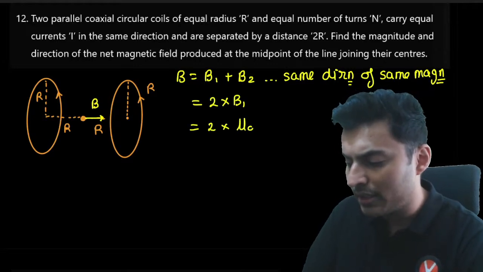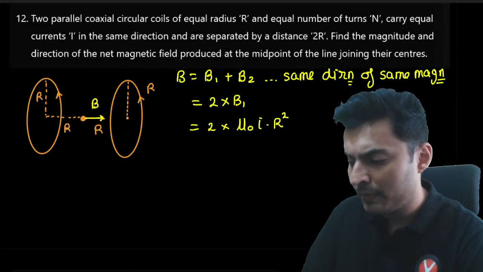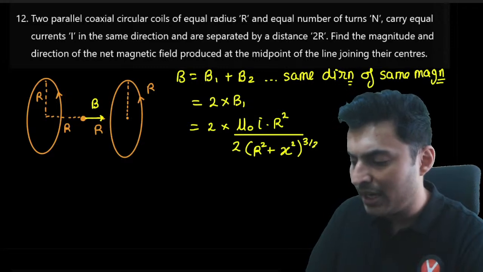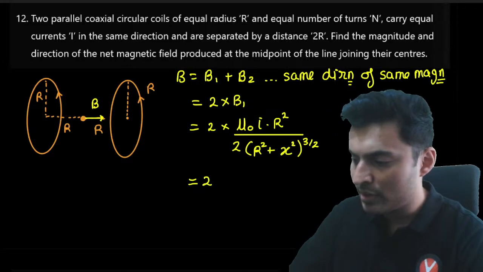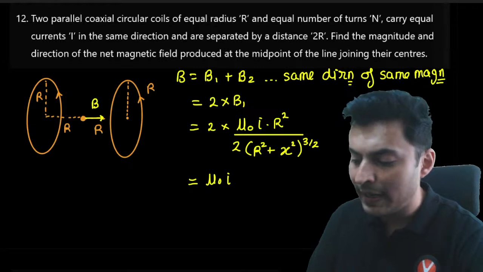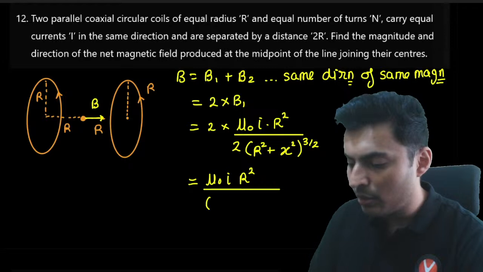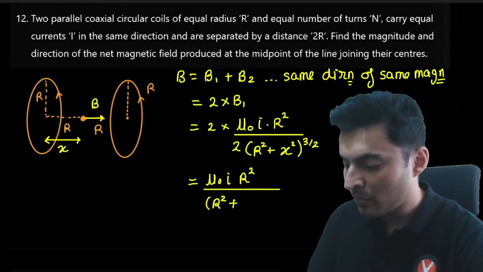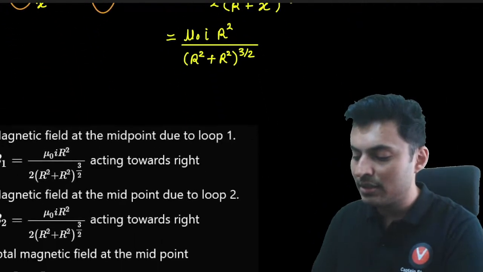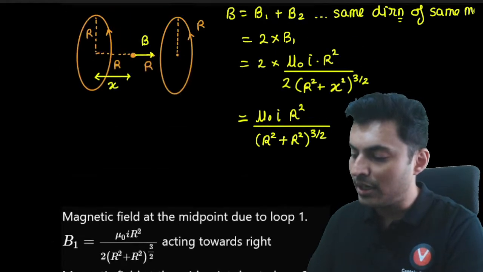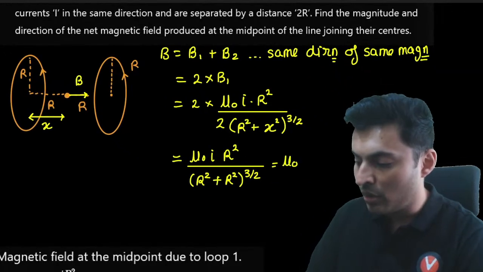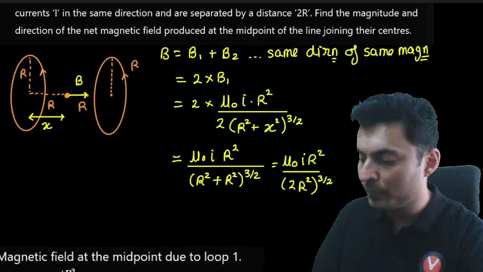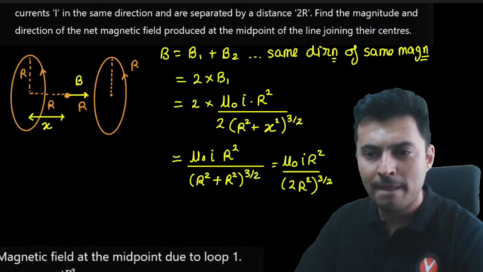The formula that you will use is mu naught into current into R square divided by 2 times (R square plus X square) raised to 3 by 2. Here you substitute everything. First of all, that 2 and 2 just cancel. So mu naught into I, the radius of the coil is R only, so R square divided by, here you will have R square plus X square, where X is the distance from the point where you are measuring the field to the center of the coil. So plus R square, whole raised to 3 by 2. Solve this. You will get the answer in the same form as expected. So this will just become mu naught I R square divided by (2R square) whole raised to 3 by 2. Is that clear? Yes.